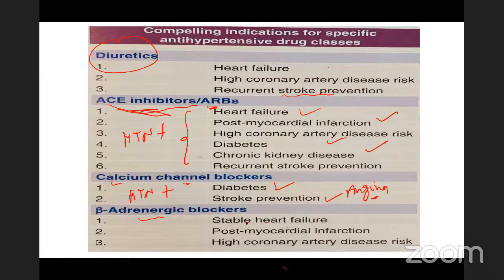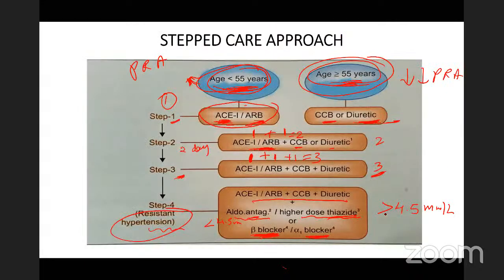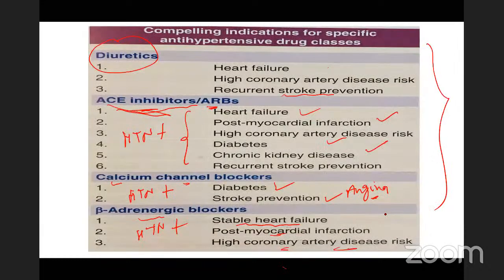Beta blockers can be selected in a patient with hypertension with stable compensated heart failure, post myocardial infarction, or high risk of coronary artery disease. Okay, so if the patient doesn't have any of these compelling indications, follow this approach. If the patient has a compelling indication, you have to choose depending upon which drug produces a beneficial effect in that particular disease condition. So that is how you should choose the antihypertensive drugs.